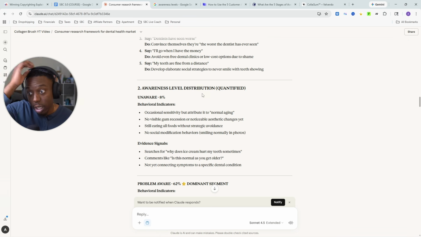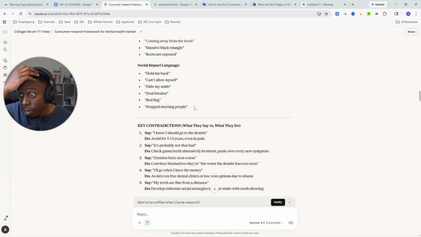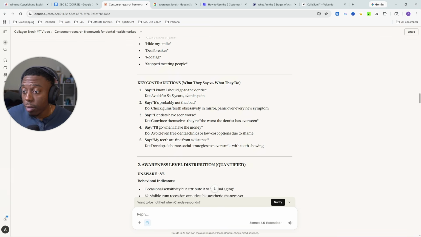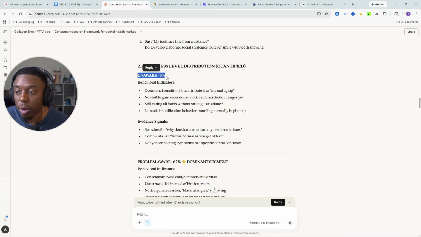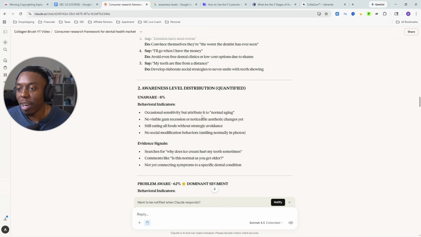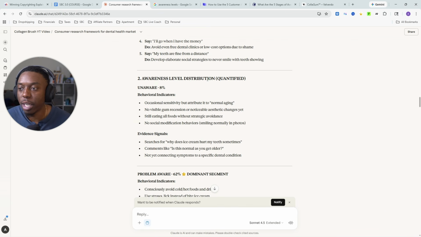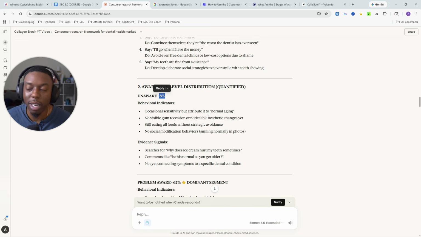So now let's actually get into the awareness levels. The first awareness level is unaware. So only 8% of the market is unaware, right? So most people, a pain and a problem like sharp, sensitive teeth or whatever the case may be, that's going to be something that most people are going to be aware of, right? So 8% of the market is unaware, right? So we wouldn't want to touch this with a 10-foot pole. Only 8% of the audience is unaware.